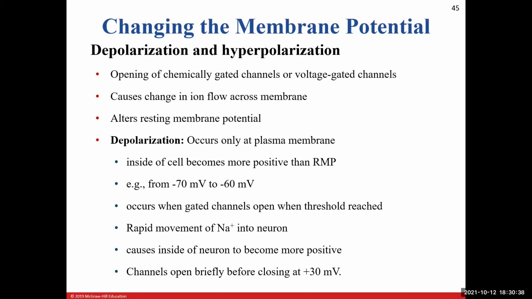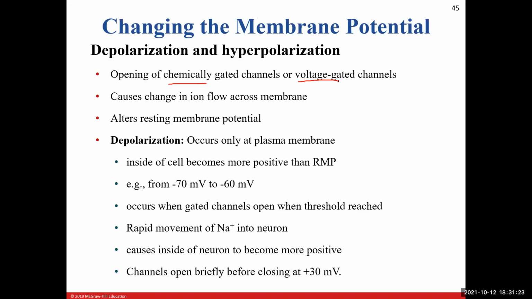In order to change that membrane potential, we need a stimulus. And when that stimulus occurs, we're going to see the opening of some of our chemically gated channels and some of our voltage gated channels. And when those open up, we're going to change the ion flow across that plasma membrane. So what we were talking about before, now we're going to influence that. And when that occurs, we're going to change our resting membrane potential. We can make it more negative, maybe -77, or we can make it less negative, like -66, -55. So we're going to talk about that.